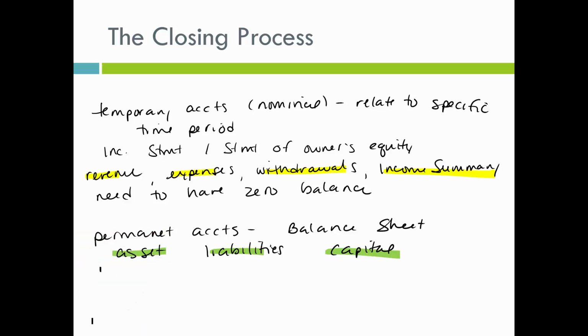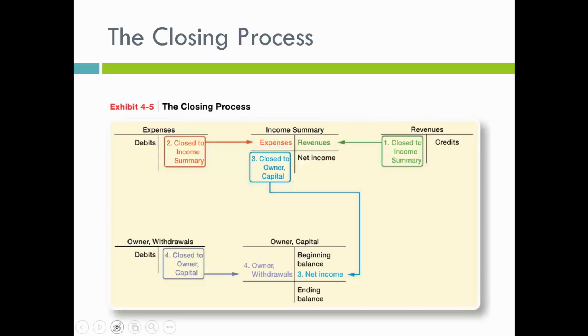So the closing process serves two purposes. Number one, we zero out these temporary accounts, so I want to have a zero balance in the temporary accounts. And the second point is to update the capital balance, because right now what's in the ledger account doesn't match what I said on the statement of owner's equity. So I need to take care of those. So this is the process that we use to close it.